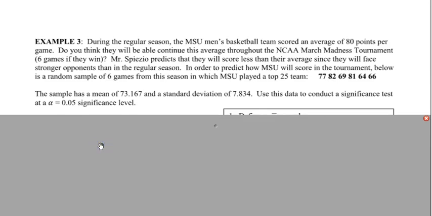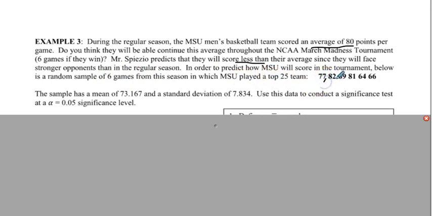During the regular season, the MSU men's basketball team scored an average of 80 points. Do you think they will be able to continue this average through the March Madness tournament, 6 games if they win? Mr. Spezio predicts that they will score less than their average since they will face stronger opponents than in the regular season. In order to predict how they will score in the tournament, below is a random sample of 6 games from this season in which they played a top 25 team.